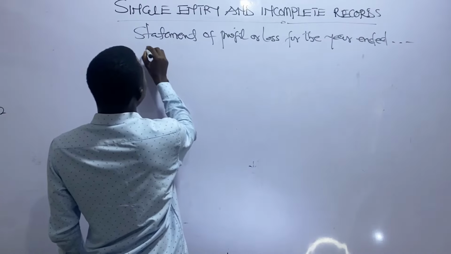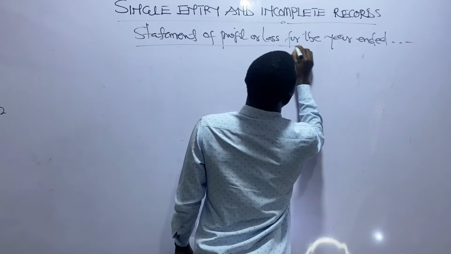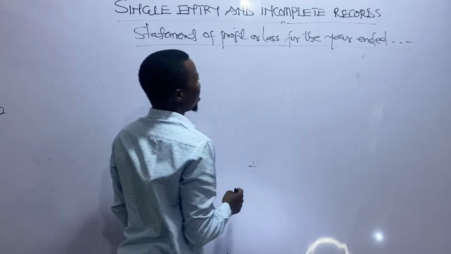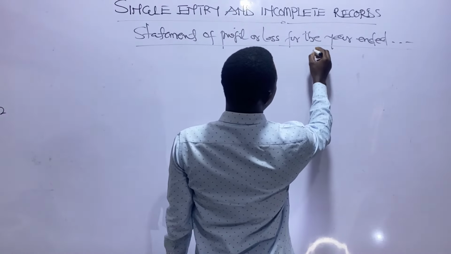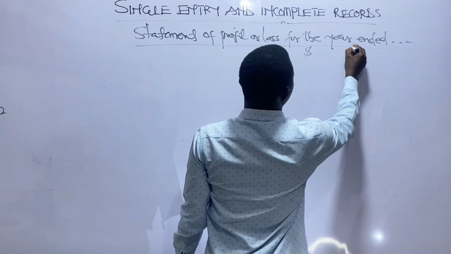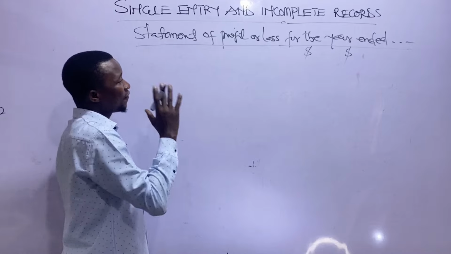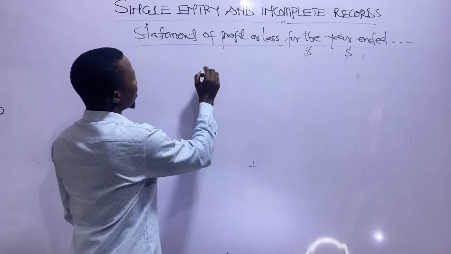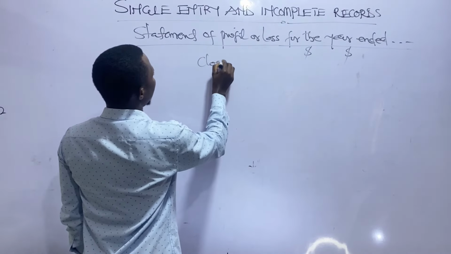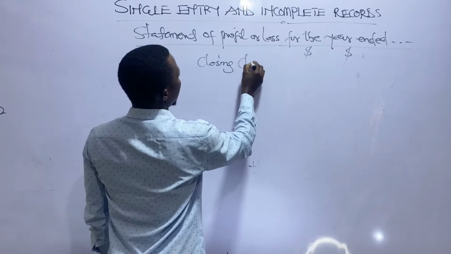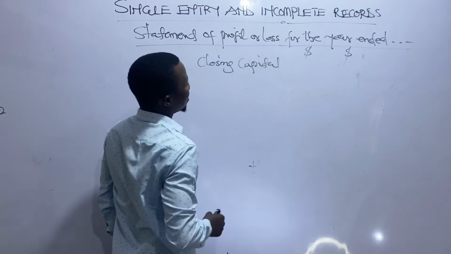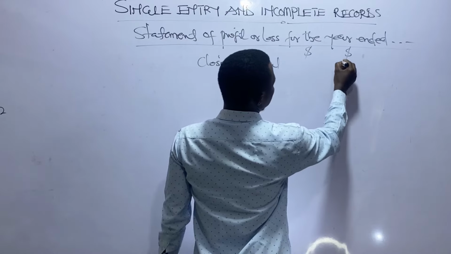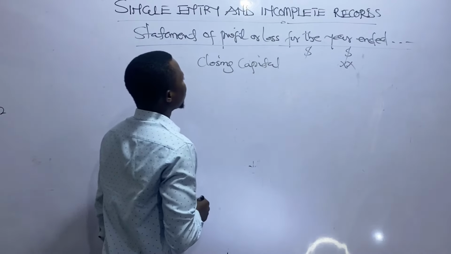Then you write the year in which you are preparing the account. If it is 2024, you write that. Now you bring your currency sign, let's say dollars. Good. I said the first thing to start with is the closing capital. So closing capital, then you bring it. I hope that is clear.